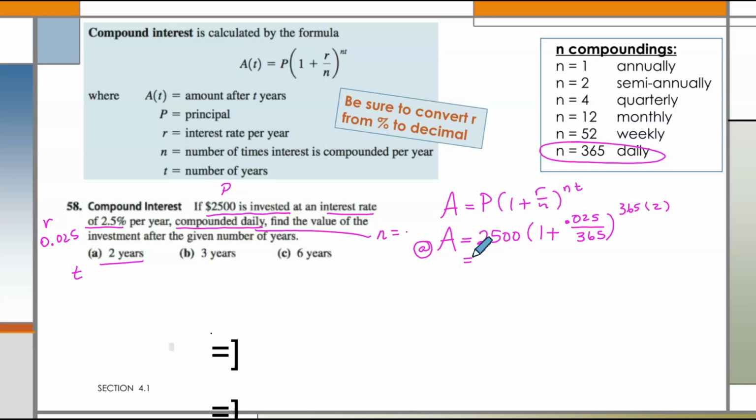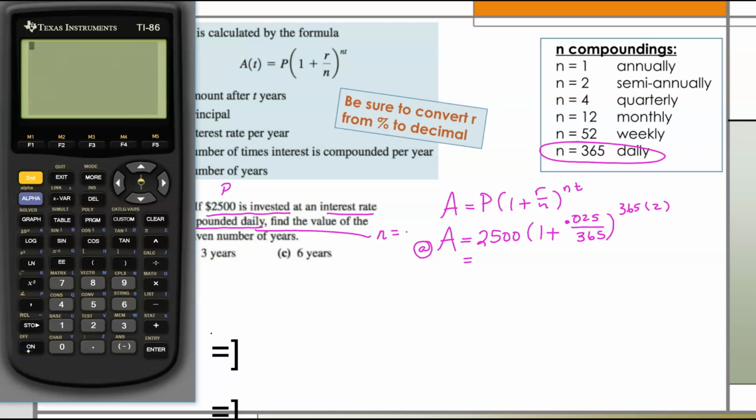Okay, so let's get that put into our calculator. Okay, so we're going to have 2,500 times (1 plus 0.025 divided by 365). That's going to be raised to the 365 times 2 power. Important parentheses here. I need a complete set of parentheses for my power. I need a complete set of parentheses for what I'm raising to that power.